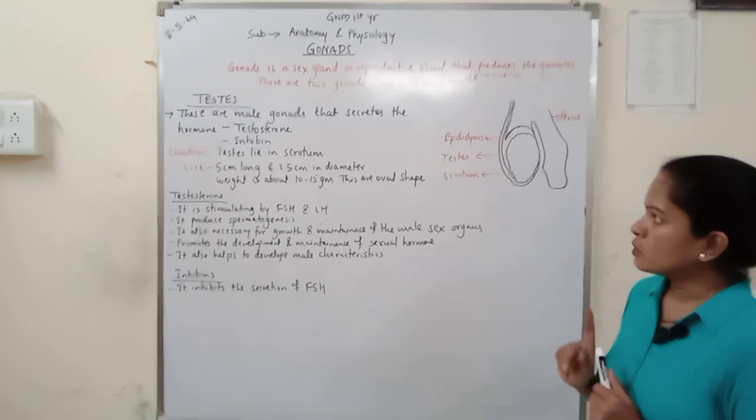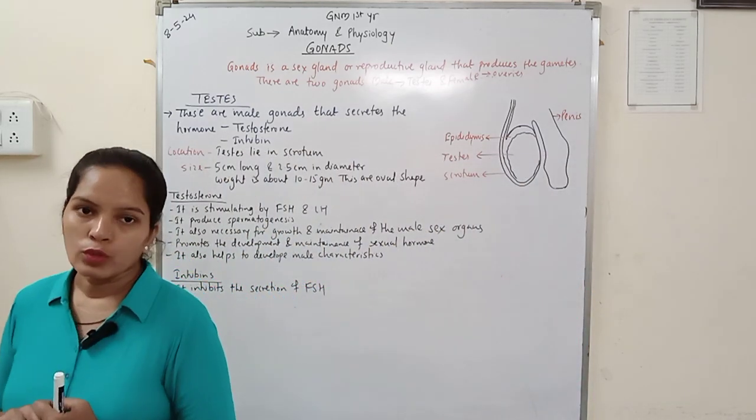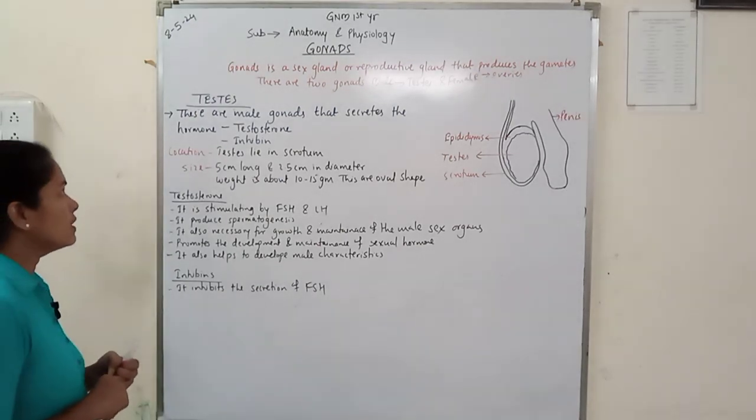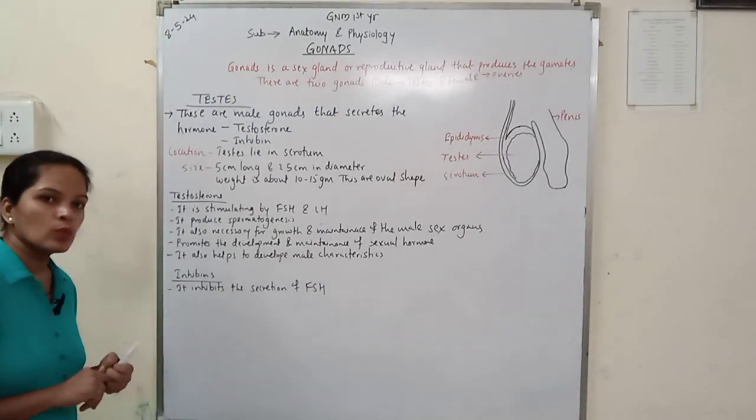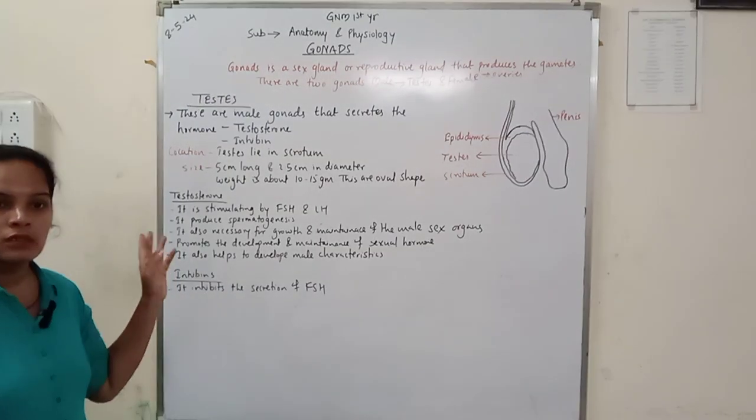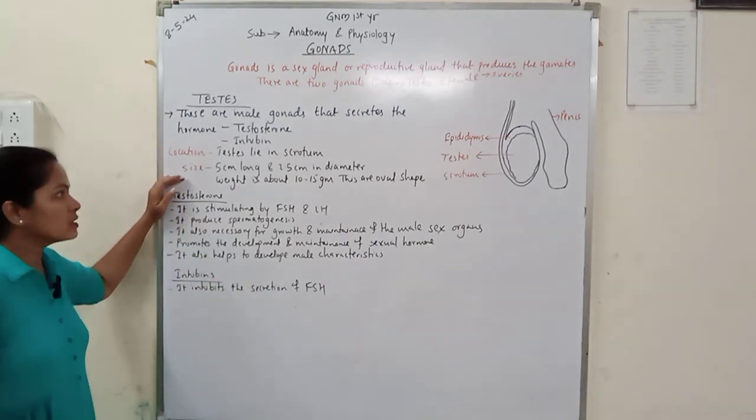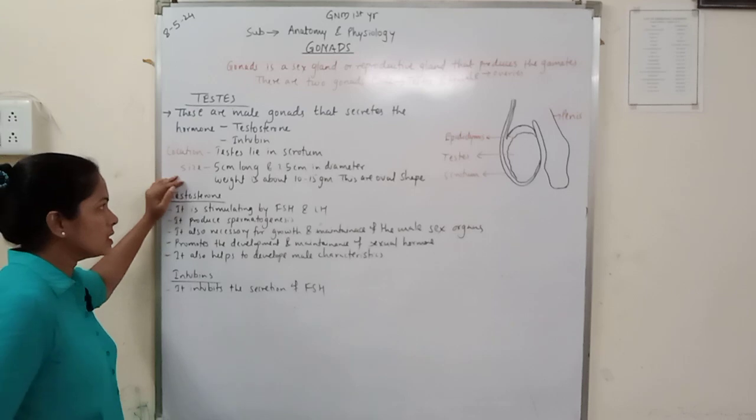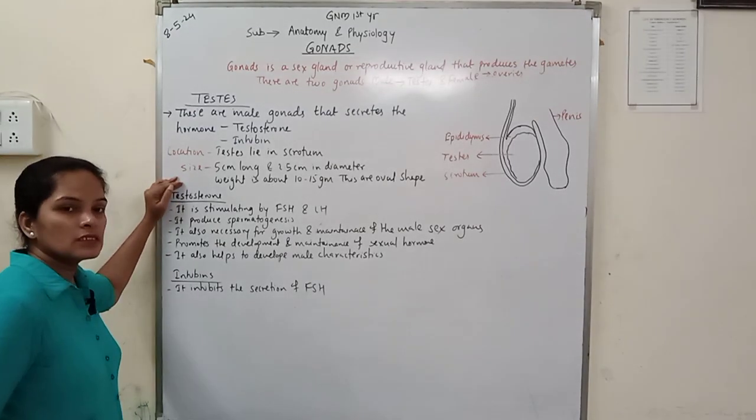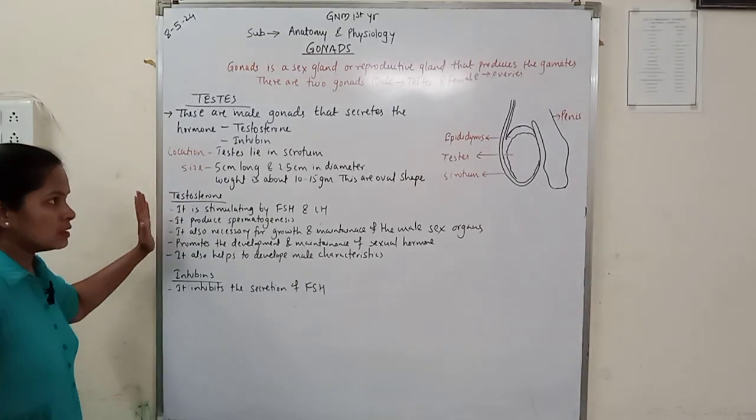Okay, so there are two testes present in male, and these testes secrete the two hormones, testosterone and inhibin hormones. Location is in the scrotum, and the size is 5 centimeter long and 2.5 centimeter in diameter. Weight is about 10 to 15 gram, and these are in oval shape. Okay, now two hormones are there, they are secreted.